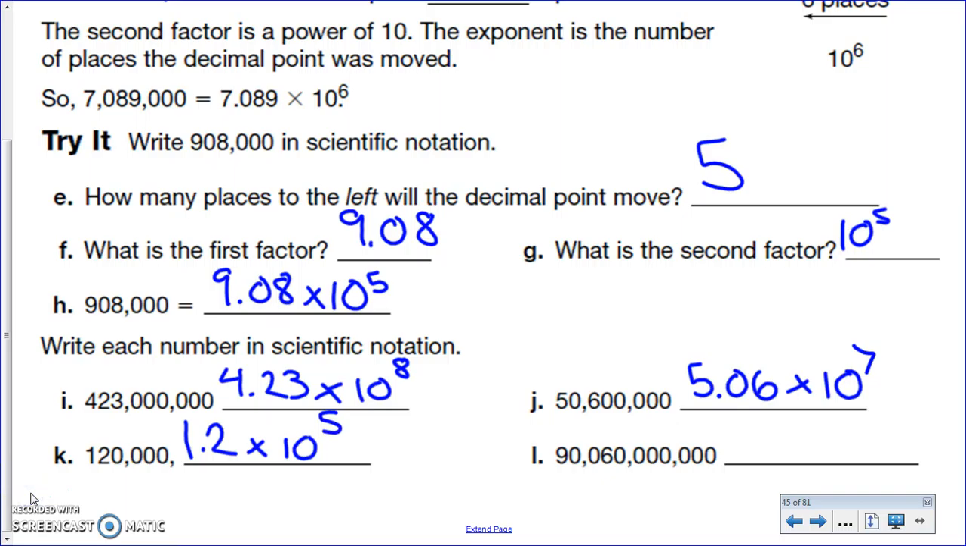Finally, for L, we have 90 billion 60 million. So our first factor is going to be 9.006. Then our exponent is going to be how many places the decimal had to move to come up to behind the 9. In this case, it had to go 10 places. So we have 10 to the 10th. So our answer is 9.006 times 10 to the 10th.